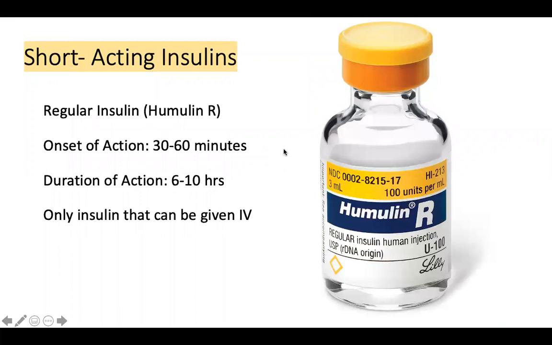Our short-acting insulin is called regular insulin, which is such a funny name. It's literally just regular insulin. So this acts in 30 to 60 minutes. It's short, so it's longer than rapid, but it's shorter than intermediate. Get where I'm going with that? So it's short-acting insulin. Our duration of action is 6 to 10 hours, and it's the only one you can give IV.